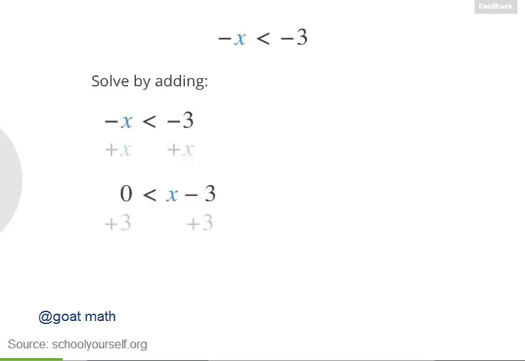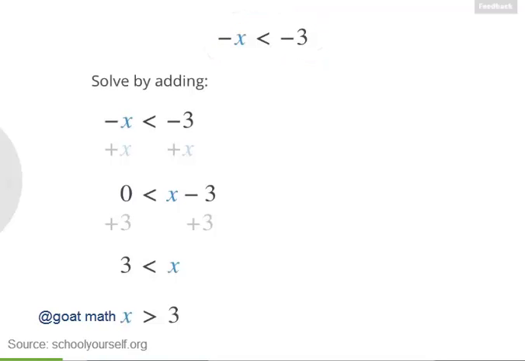Next, we can add 3 to both sides. So the 3's on the right cancel, leaving us with x, and on the left we have 0 plus 3, or 3. That leaves us with 3 is less than x, which is the same thing as saying x is greater than 3. Okay, so that's the solution for this inequality.